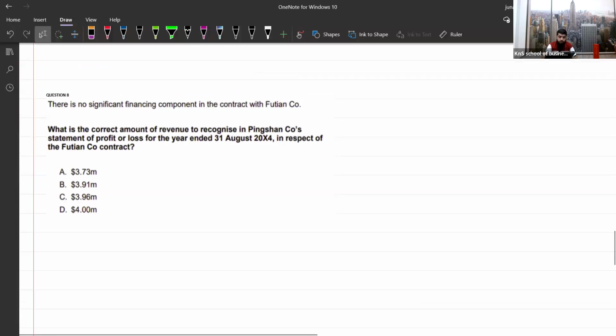Now, another question. There is no significant financing. It means there is no concept of unwinding in this particular requirement. In the contract with Futan company, what is the correct amount of revenue to be recognized in the Pingshan profit and loss in respect of the Futan?